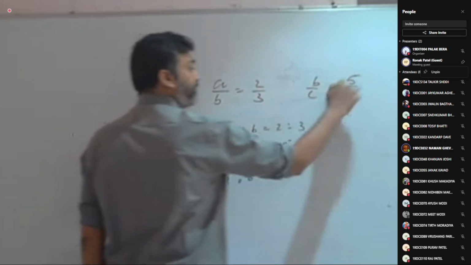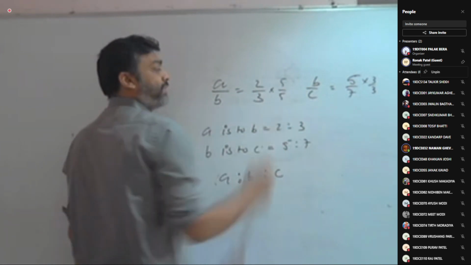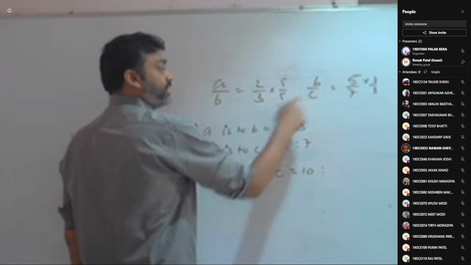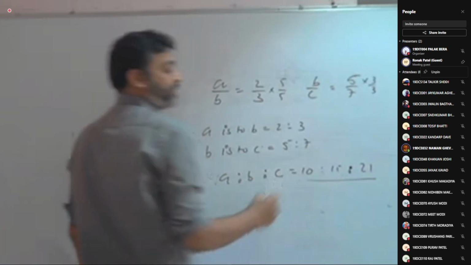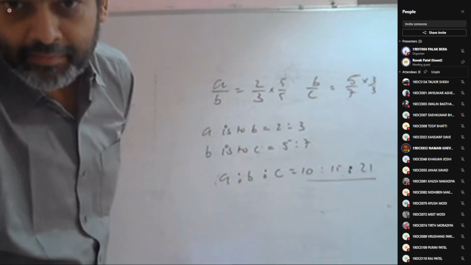So I'll take the LCM. I multiply here with 3 and here multiply with 5. That makes my B the same. So now A is 10, B is 15 in both cases, and C is 21. So that's the answer: 10 is to 15 is to 21. Clear everyone?